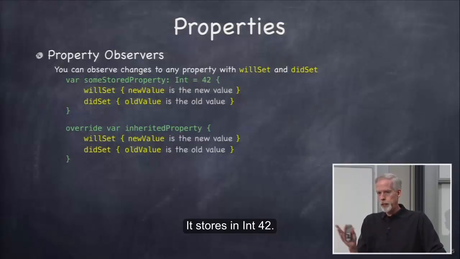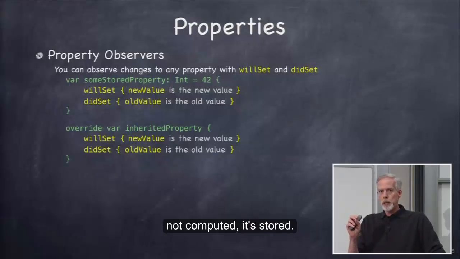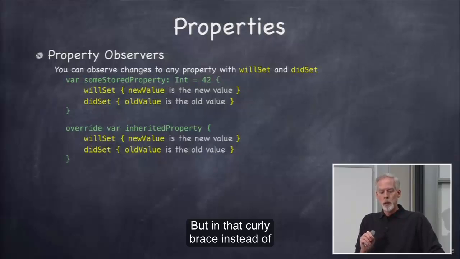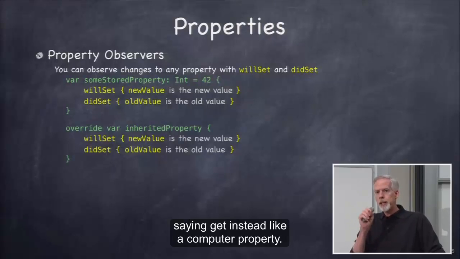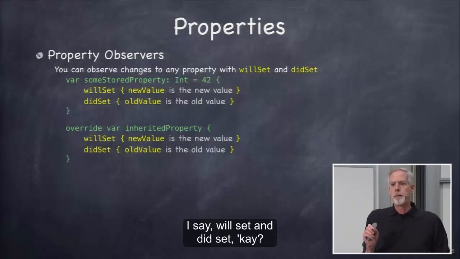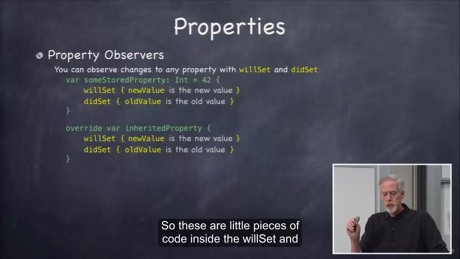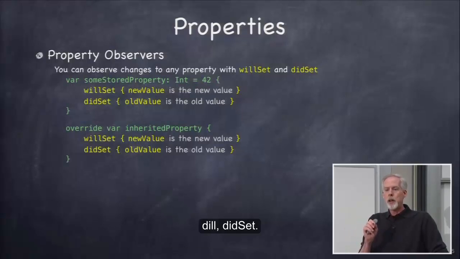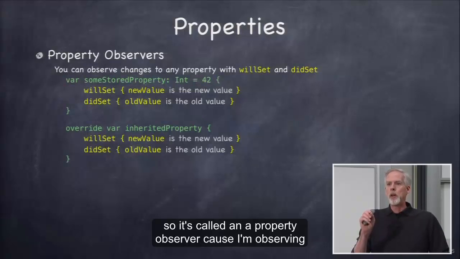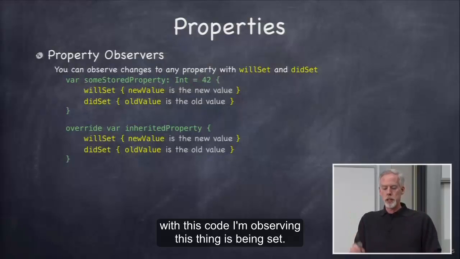It stores an int, 42. And notice though, even though it's a stored property, not computed, I still put a curly brace after it. But in that curly brace, instead of saying get and set like a computed property, I say willSet and didSet. Okay, so these are little pieces of code inside the willSet and didSet. They get called when that property gets set by anybody.